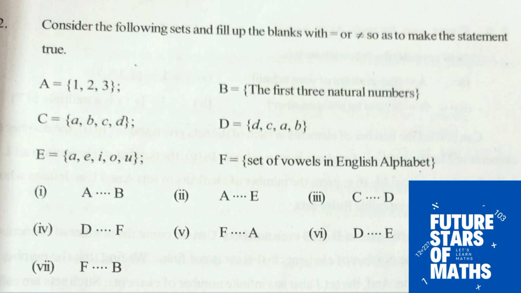The second question is, consider the following sets and fill up the blanks with equal to or not equal to so as to make the statements true. A few sets are given, a few are in roster form and a few are in set builder form. Then a few dashes are given. We have to write equal to or not equal to in those dashes. So first let's convert the sets B and F into roster form.